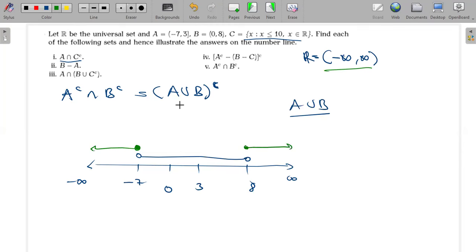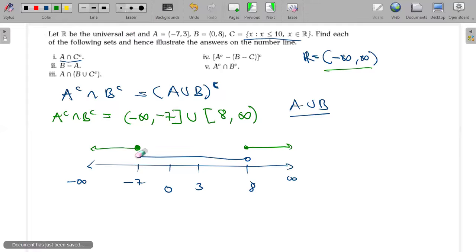So my A union B complement, which is the same as A complement intersect B complement by De Morgan's laws, is going to go from negative infinity all the way to negative 7, closed, union, then 8 and all the way to infinity. That is what my set is going to be. If I erase this part, what remains in green is the set that I was told to look for, which I have found.